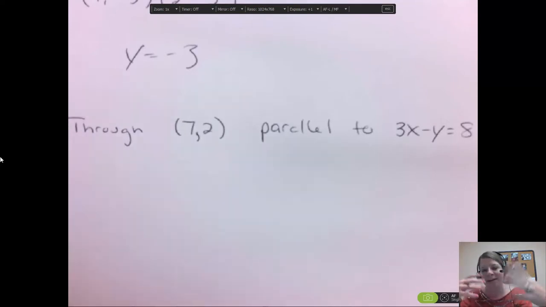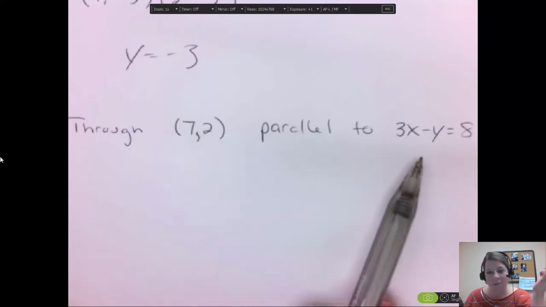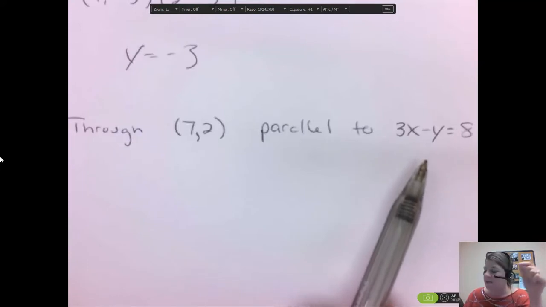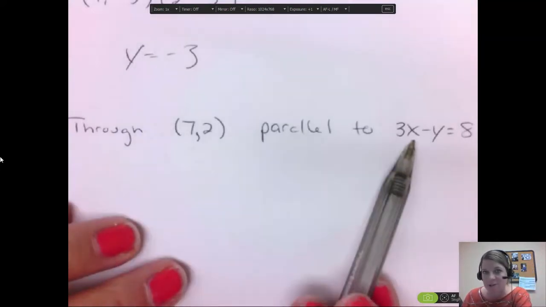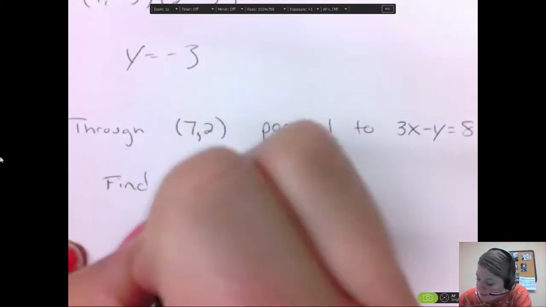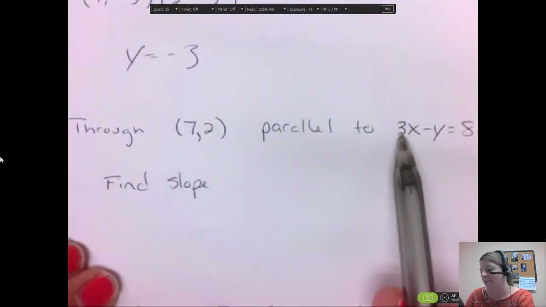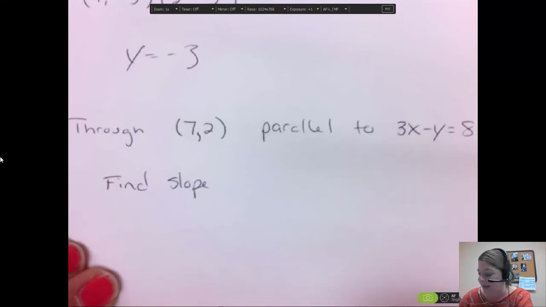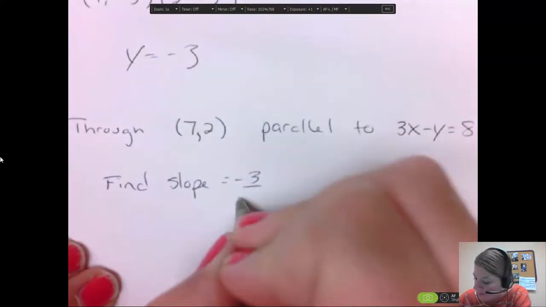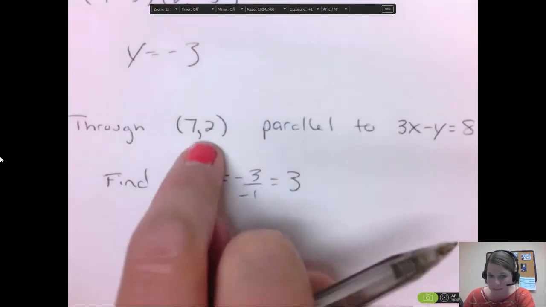So you can notice I'm getting less and less information, or harder information. Well, we know it goes through this point, so we have a point. And we know it's parallel to this, but we don't have the slope. We know parallel lines have the same slope, right? So my new equation has to have the same slope as this one. So what you do is you find the slope from the equation they gave you. Remember, in standard form, it's negative A over B. So -3 over -1 or 3.